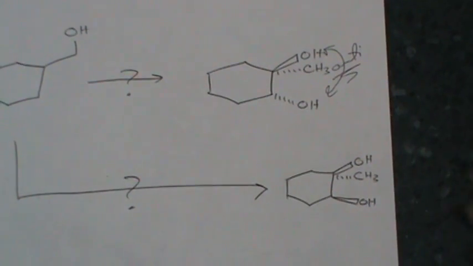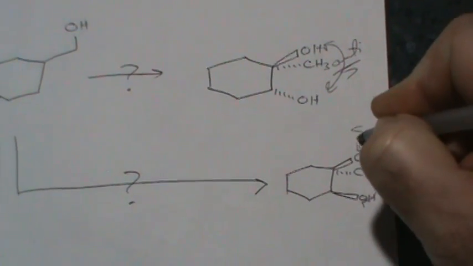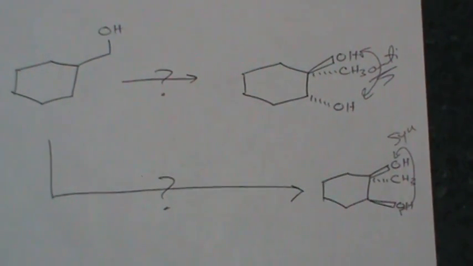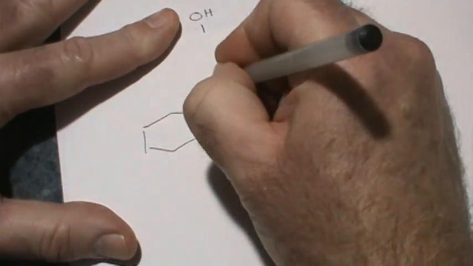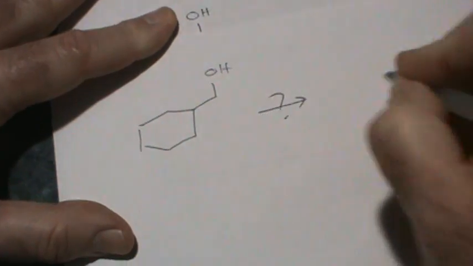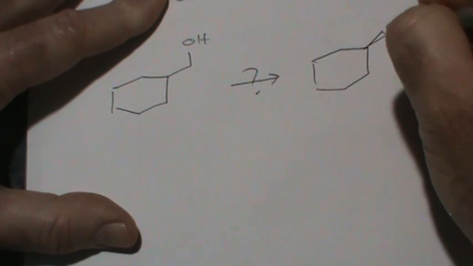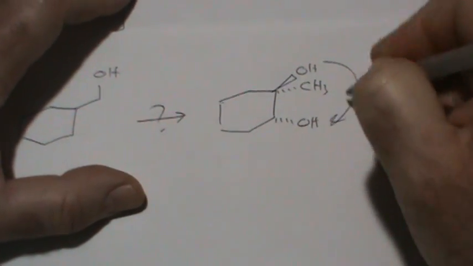And then down here I want to make a syn-vicinal diol. These two OH groups here are syn with respect to each other. So I've got two syntheses here. One leads to an anti-vicinal diol, one leads to a syn-vicinal diol. Let's do one at a time. Let's do the anti-vicinal diol first.